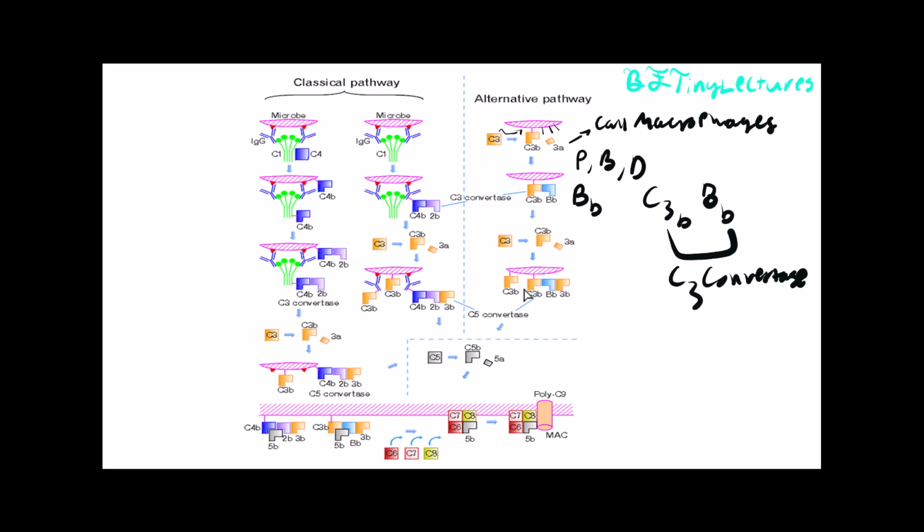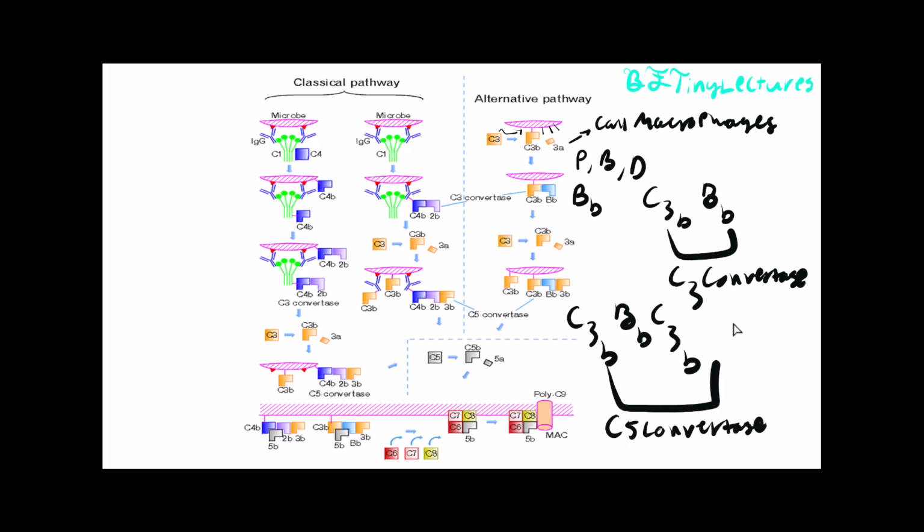When C3b splits again, it's going to join with the C3 convertase. So we have C3b, protein B binding, and now we have another C3b. This guy is called C5 convertase. So let's give it another shape. C5, and now C5 goes to the binding portion of the pathogen, so the membrane.